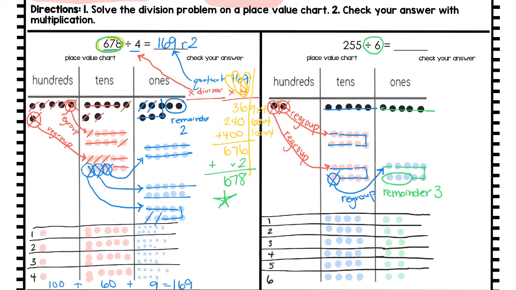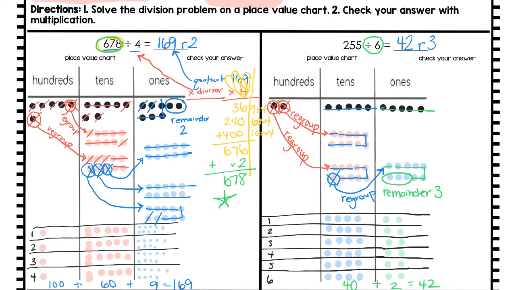So how many is 255 divided by 6? Well, there's 0 in the hundreds place, 40 in the tens place, 10, 20, 30, 40 in each group, and 2 in each group in the ones place. So 40 plus 2 is 42. Therefore, 255 divided by 6 equals 42 in each group with a remainder of 3.